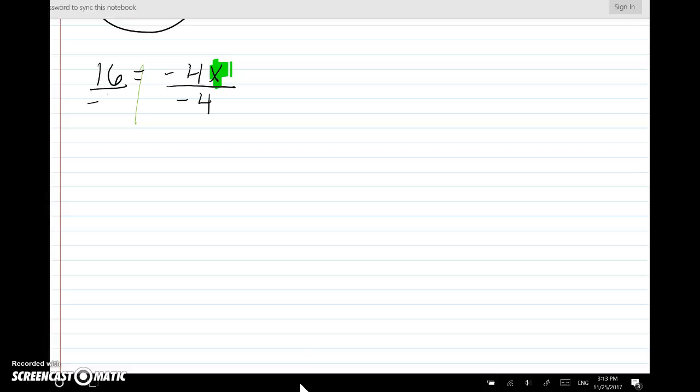Divide the other side by negative 4, because we want to keep things balanced. These simplified down to 1. I have x equals 16 divided by negative 4 is negative 4. And we're just going to switch it around to make it look pretty, because math should be pretty. Okay, so x equals negative 4.